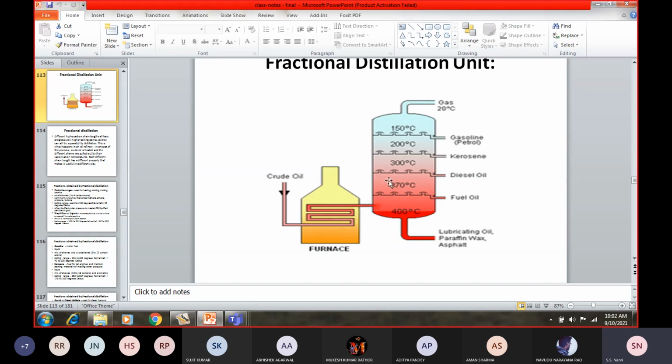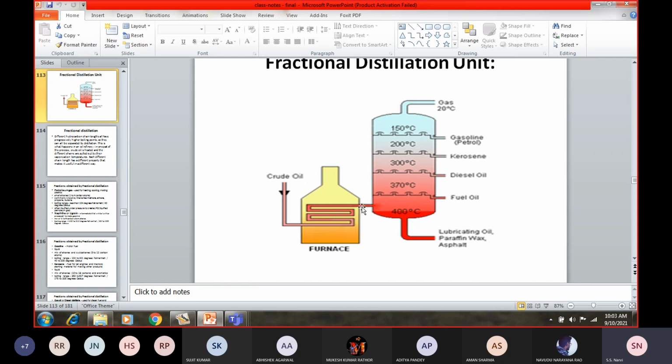This is a fractionating column. Before passing into the fractionating column, because crude oil is in the liquid state, it has to be vaporized. For vaporization, through this pipe, the crude oil enters and gets vaporized, and it is heated at 400 degrees centigrade. Now, since there is no oxygen, the combustion will not take place. Only the liquid state will be converted into vapor state.